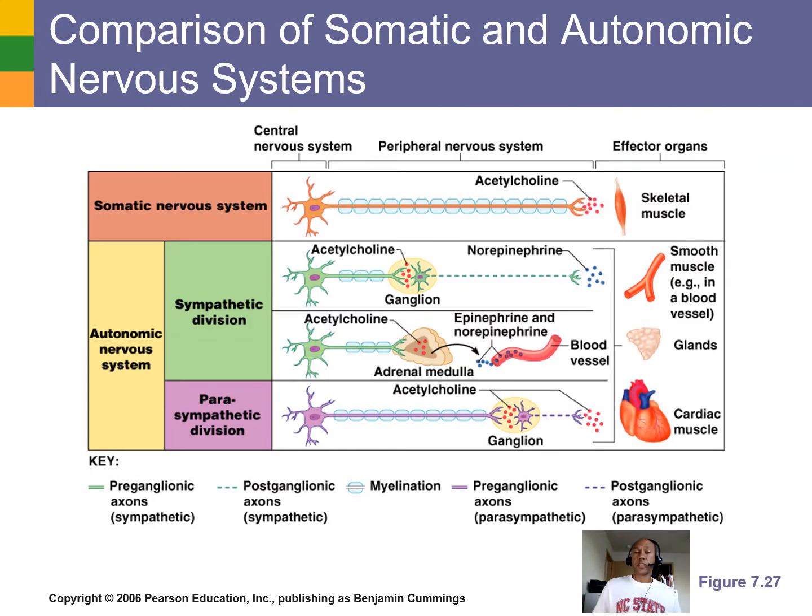This information is also shown on this image directly from your book. Here we have the somatic nervous system, one motor neuron pathway from central nervous system to skeletal muscle. In the autonomic nervous system, regardless of whether we're talking about the sympathetic or the parasympathetic division, we have a 1-2 motor neuron pathway.